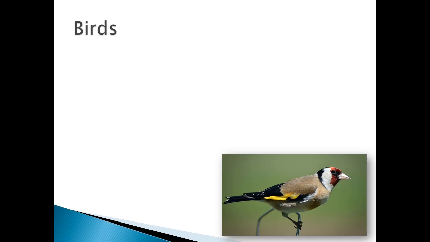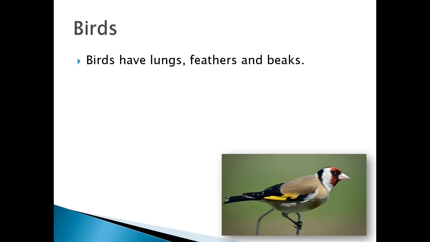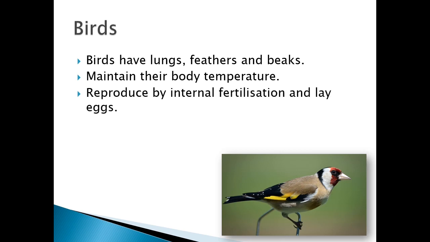Again, birds, we all know about birds. They all have lungs, they've got feathers, they've got beaks. Do not forget they can't all fly. I mentioned earlier the penguins, of course, they can't fly. They do, however, have a constant body temperature, and they reproduce internally, and they lay eggs. Now they lay eggs with a shell. If they didn't, the eggs would dry out. So they need to lay eggs with a shell.